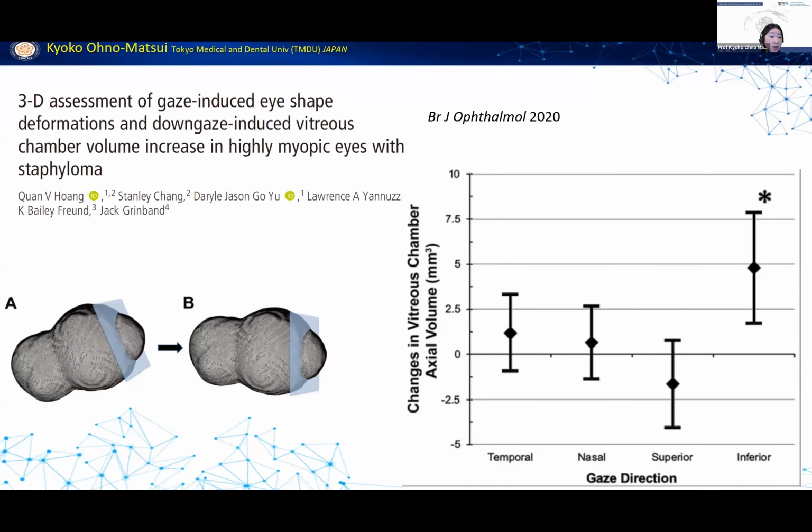Using 3D MRI, Dr. Huang conducted this very important study. They analyzed highly myopic eyes with staphyloma, and 3D MRI scans were acquired while subjects gazed in different directions. Significant gaze-induced globe deformation was noted in all gazes, but a reversible, instantaneous deformation occurred only in down gaze, which is consistent with studies supporting the association of environmental factors such as near work with myopia development and progression.